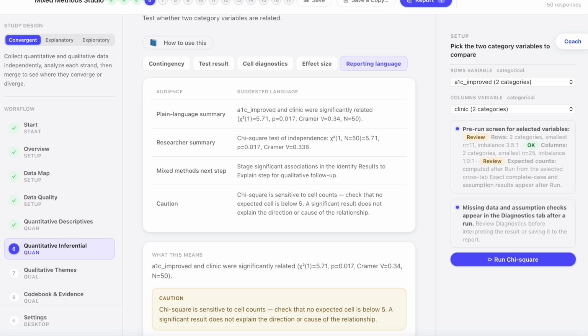Then it gives you a mixed methods next step, telling you to stage this significant result for qualitative follow-up. That's the bridge in action. A significant number here isn't the end, it's a signal to go ask the words why.